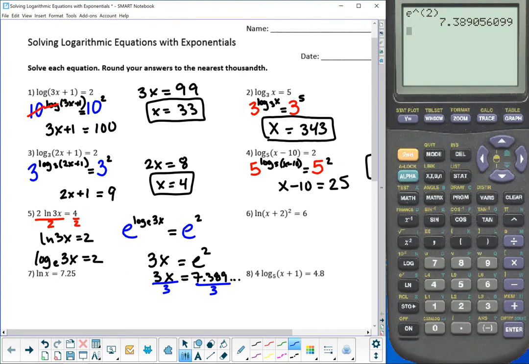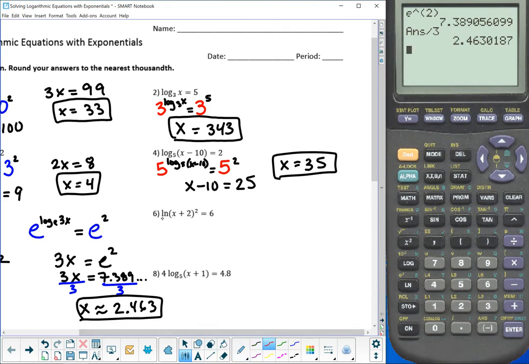On my calculator, I'm going to leave that 7.389 and just hit divide by 3. That will give you your best answer, because all those extra digits are stored in the calculator. So we have x is approximately 2.463. Okay, that's number 5.